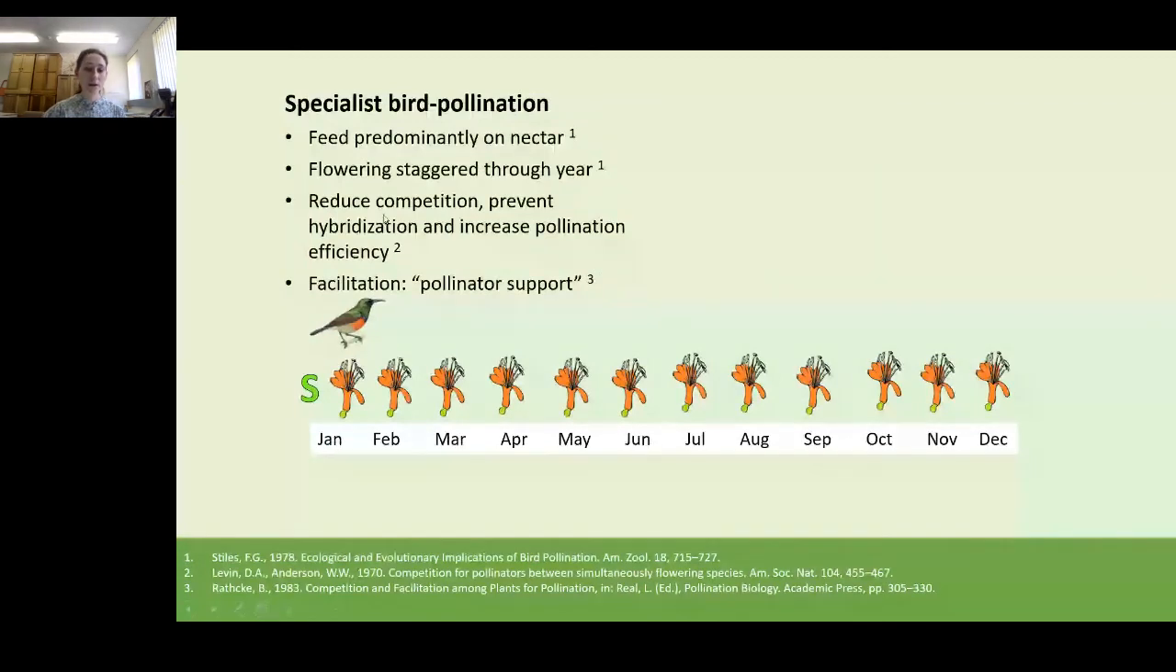The flowers that are pollinated by them are therefore thought to have their flowering time staggered throughout the year between different species. And this would prevent competition happening between species, prevent hybridization, and increase pollination efficiency. At the same time, it would be providing a source of nectar year-round for their pollinators. And this is a form of facilitation known as pollinator support, when collectively they are maintaining shared pollinators.